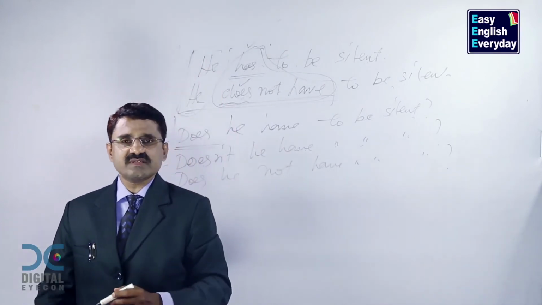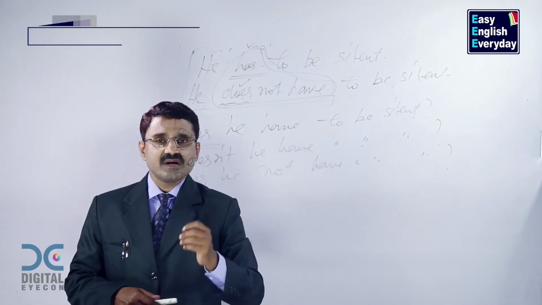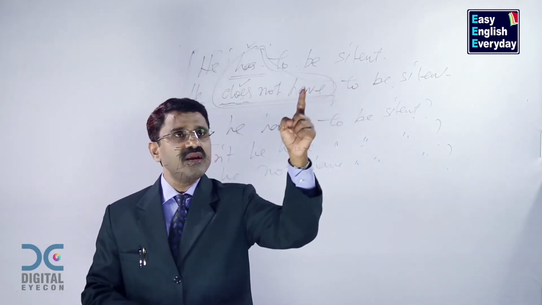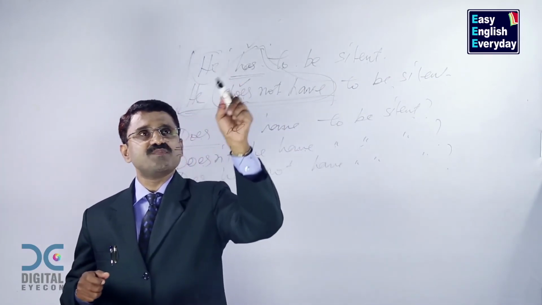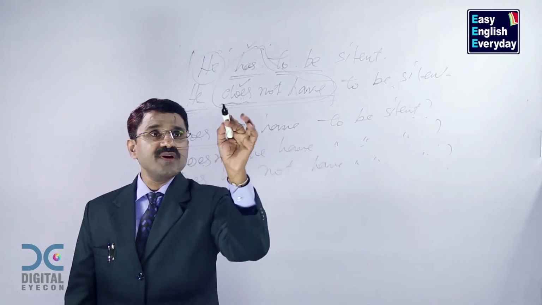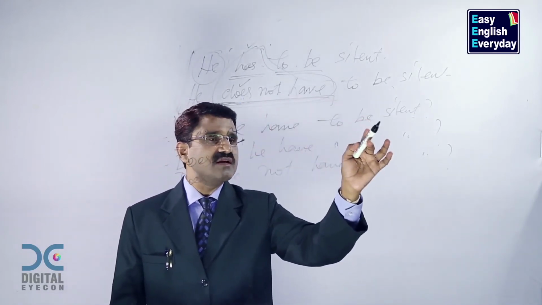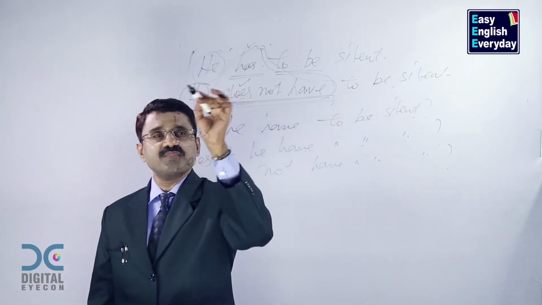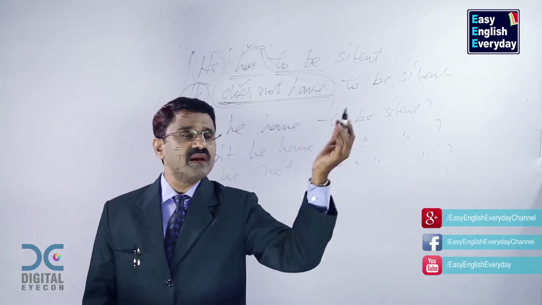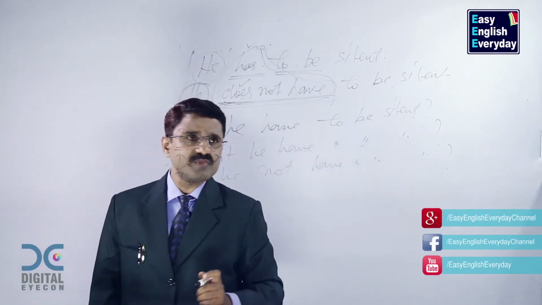Now I should use these sentences when I am talking about obligations, compulsory. For example, he has to be silent, meaning it is compulsory for this person to be silent. When should I use this one? He does not have to be silent, meaning it is not compulsory, it is not necessary for this person to be silent.